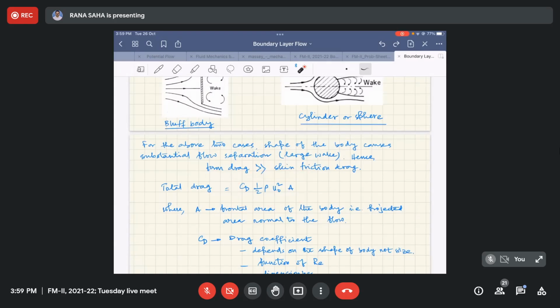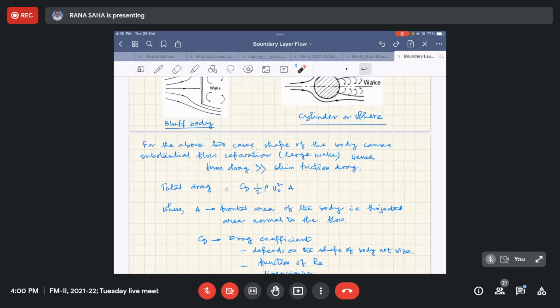CD equals half rho U naught square into A. This is another way where, by experiment, one can find out the CD for different flow situations. Now, if you can measure the terminal velocity, the velocity which is constant, that means at steady state, that is also denoted as terminal velocity. And if you know the frontal area of the body, you can find out this total drag force.